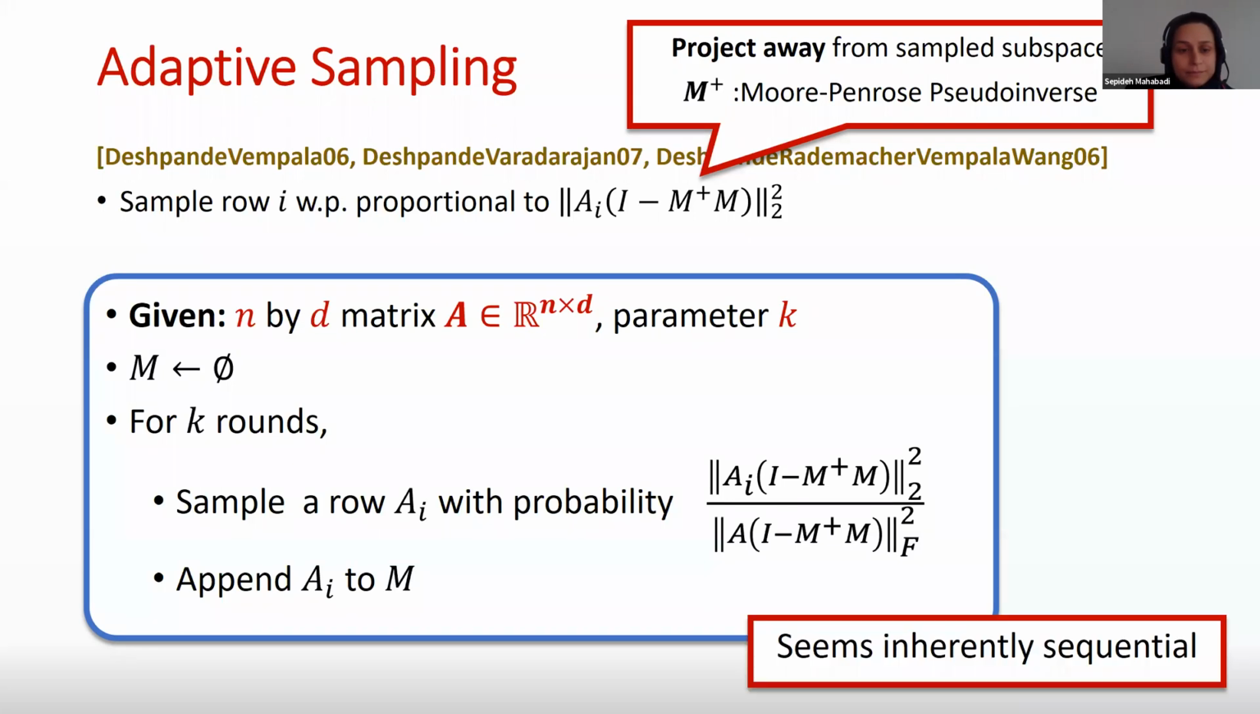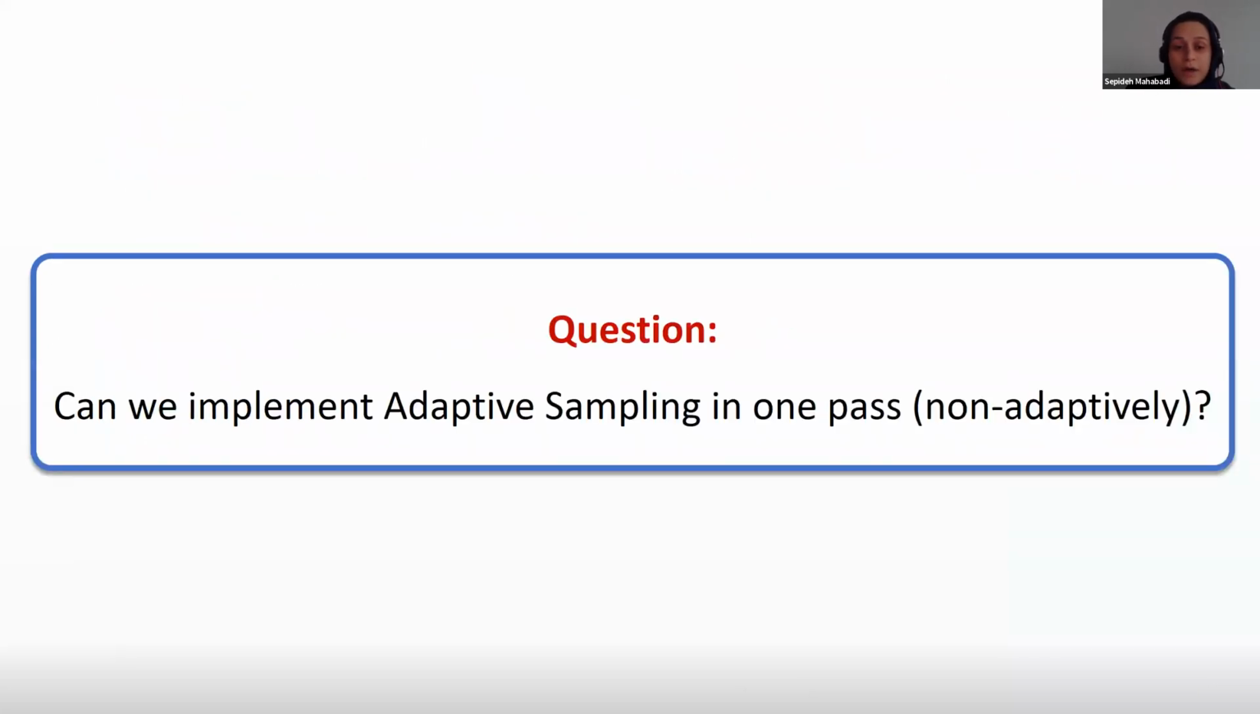And after we sample it, we will append it to the set of rows M. So now this process seems inherently sequential because you're sampling one row, then computing the residuals, and then continuing on the residuals. So here we would like to see whether it's possible to implement adaptive sampling in a non-adaptive fashion, meaning that, more precisely, we would like to run it in one pass of streaming.